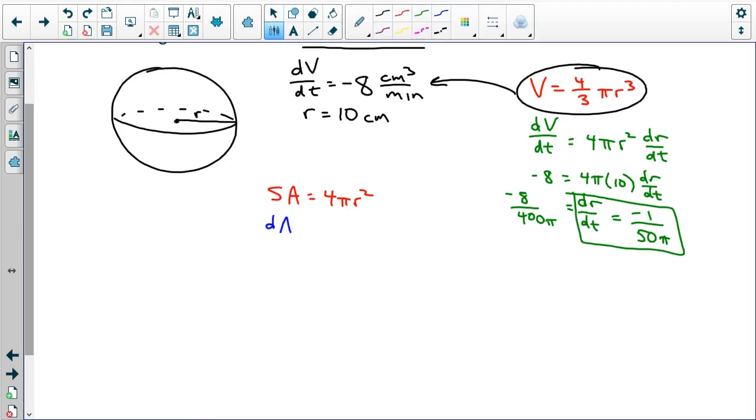I'm going to take the derivative of the surface area. I'll make it dSA because I defined it as SA already. So dSA/dt is 8 pi r dr/dt.